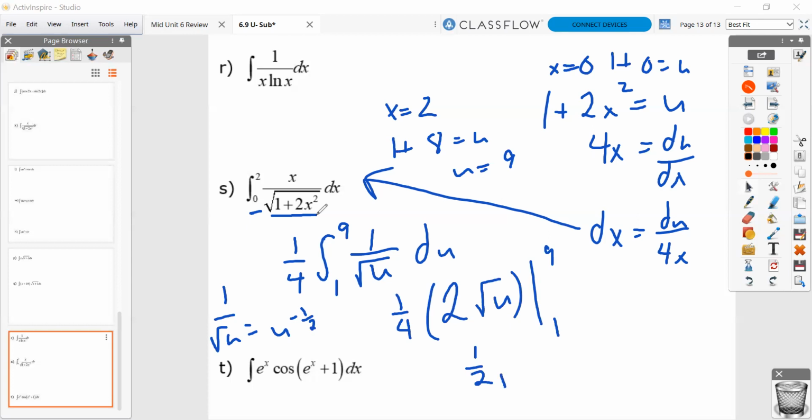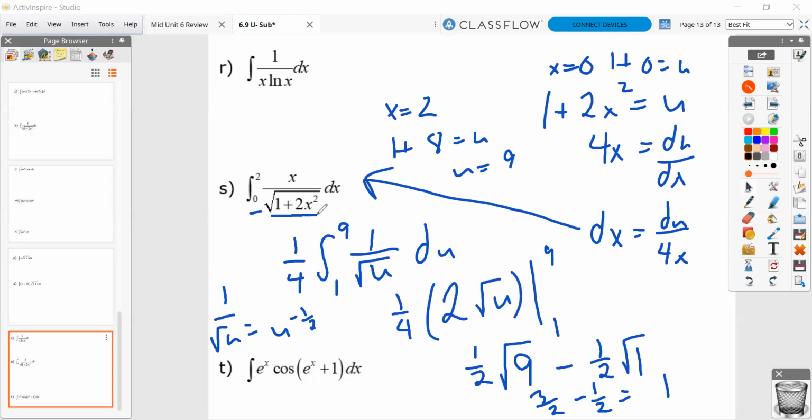And then all we have to do is plug our values in. So 1/2 times the square root of 9 minus 1/2 times the square root of 1, which is not bad, because this is just 3/2 minus 1/2, or just 1. So the final answer there, in case you weren't sure, is 1.